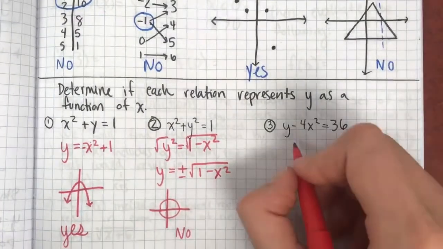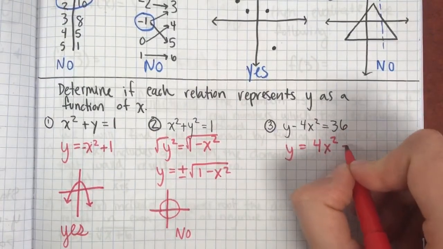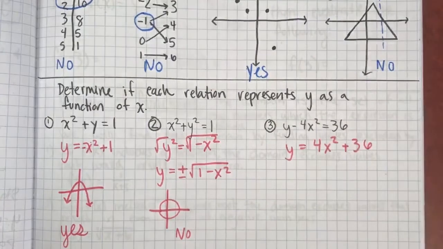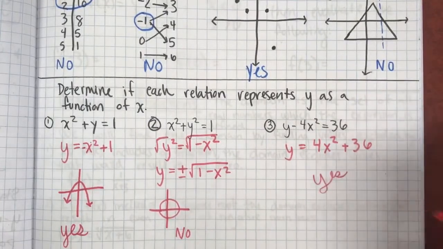And our next one, this would be a function if I put this equal to y. And again, we can see this is just a quadratic.